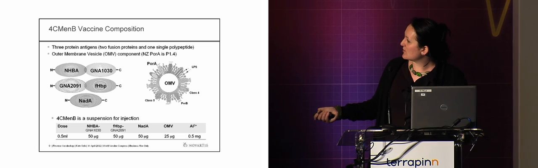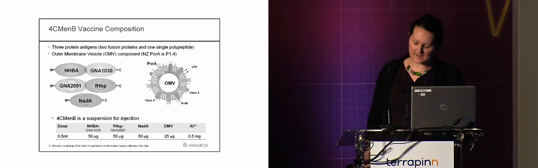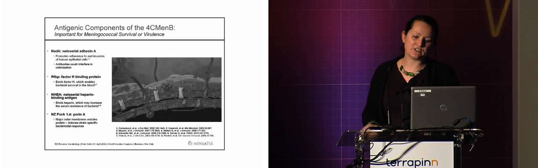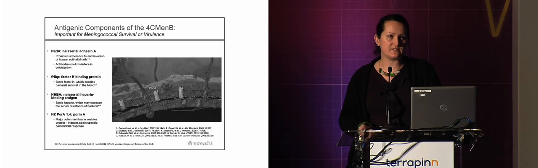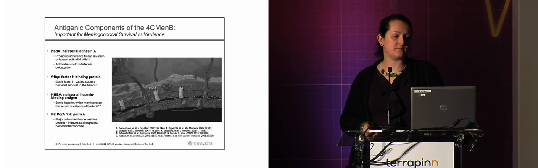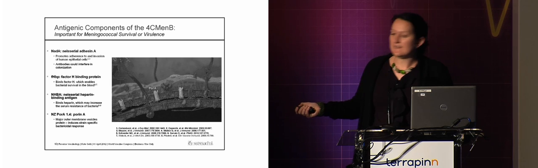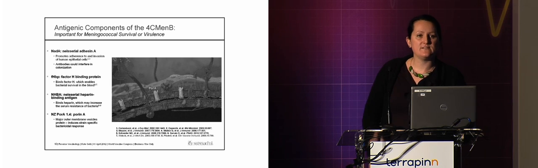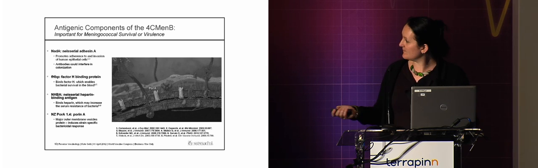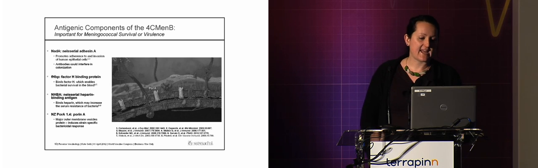All these 4 components are combined in a suspension. In addition to their immunogenicity and ability to induce bactericidal antibodies, all of these antigens have subsequently been identified as being important for meningococcal virulence or survival. Firstly, NadA is a Neisserial adhesin, and it's involved in adherence to and invasion of host epithelial cells. fHbp is a factor H binding protein, and binding of factor H, which is a complement protein, enhances the ability of the bacteria to survive in the blood.